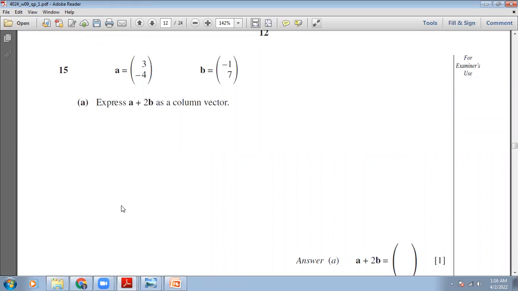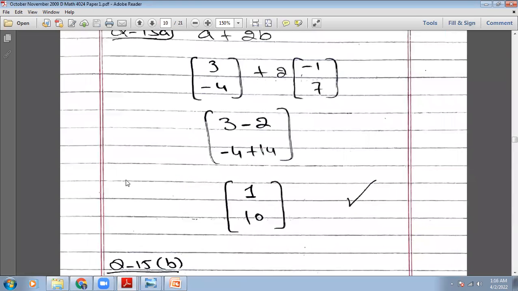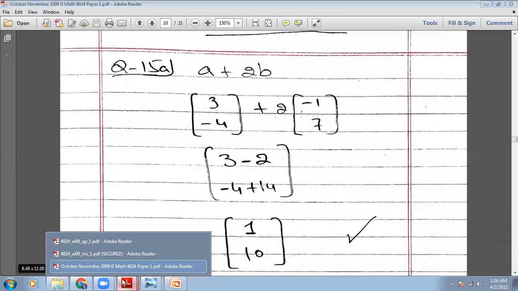Now, A is a column matrix given as (3, minus 4). B is a column matrix and it's (minus 1, 7). He says express A plus 2B as a column vector. It's a 1 mark question, so a very simple and straightforward question. So A is (3, minus 4) plus 2 into (minus 1, 7). So 3 minus 2, minus 4 plus 14. So you will have 3 minus 2 means 1 and minus 4 plus 14 will be 10. So this is how you will do question number 15, A part.